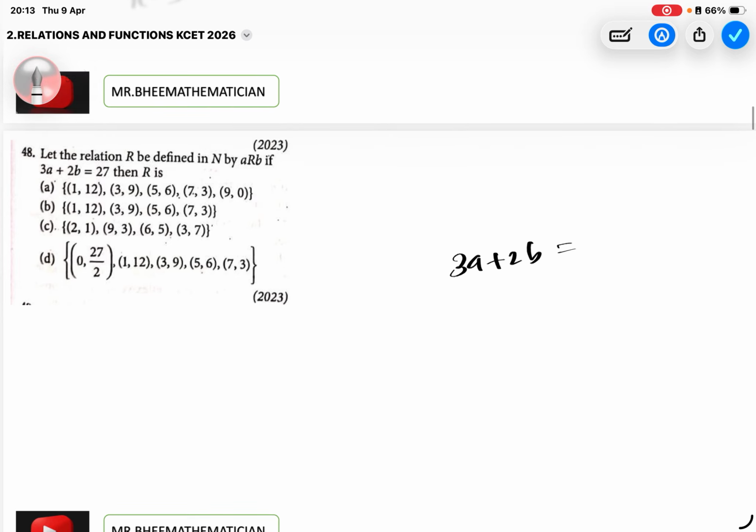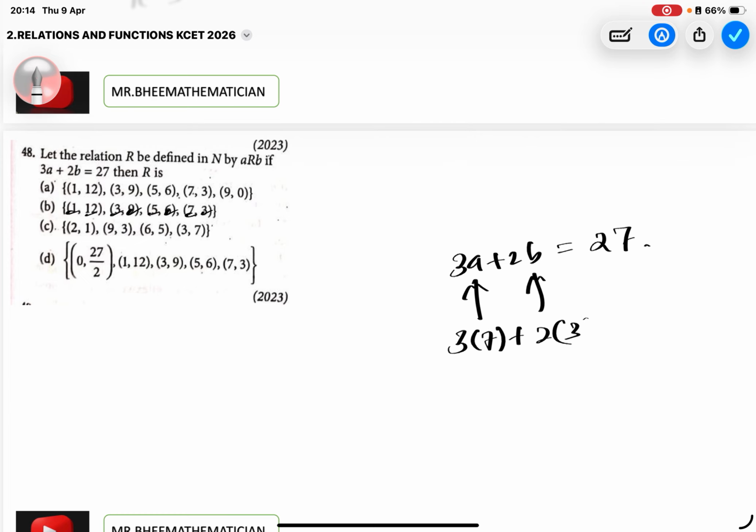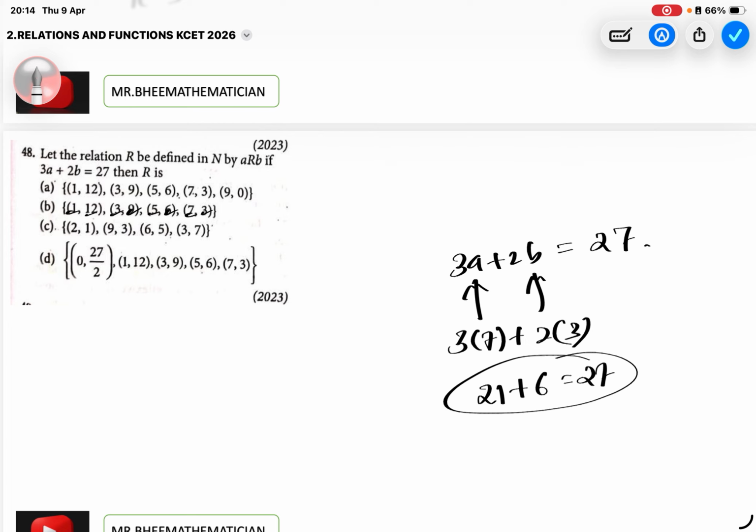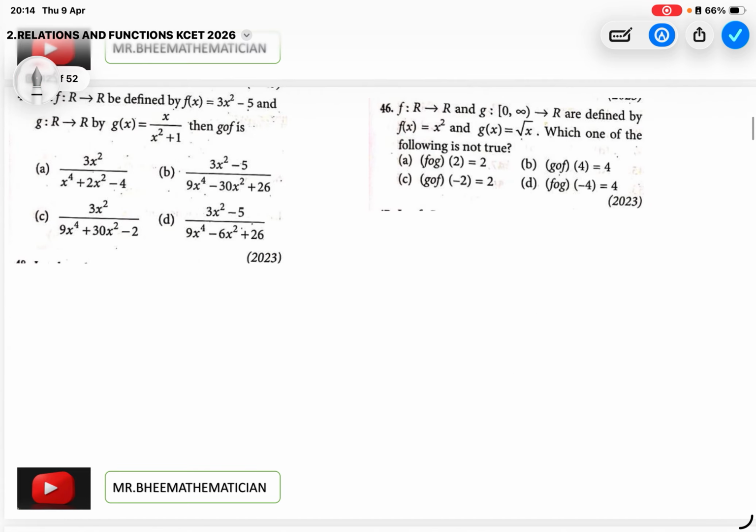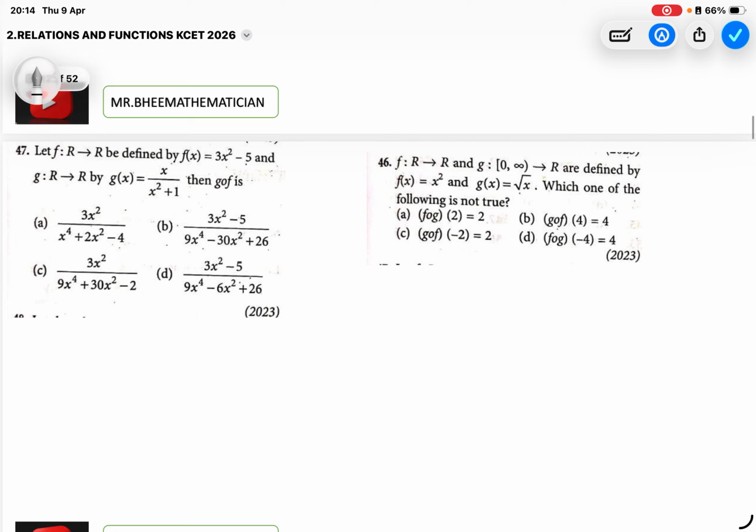And question number 48, here it is a repeated question. 3a plus 2b should give 27. What is the value of A, what is the value of B, here they have given. So question number 48, here 1, 2, 3, 9, 5, 6, 7, 3. For example, 3 into 7 plus 2 into 3, 21 plus 6, 27. I saw it. So all elements have to be defined. So this is the only possibility. You can check the others are not. So 48 is clear. This one is very easy.